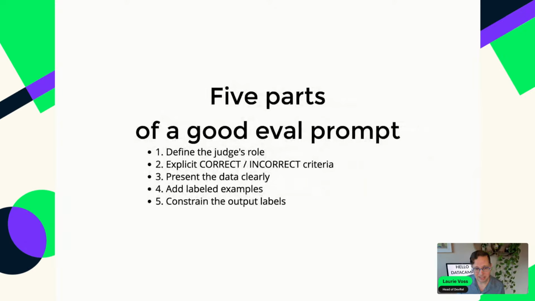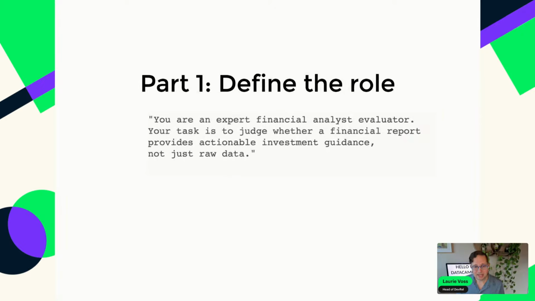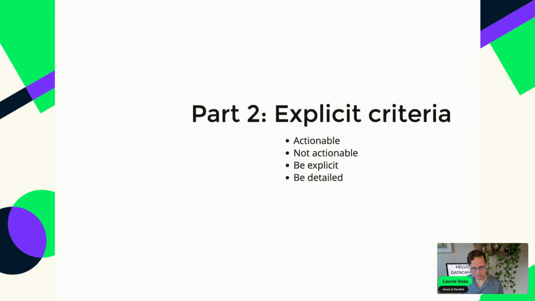Every eval prompt that I've seen that works well has these 5 parts. So let's go through them one at a time. Building a custom actionability eval for our financial agent. Part 1 is defining the judge's role. You give the judge domain context and tell it what kind of output it's evaluating and what that output is supposed to accomplish. The expert evaluator framing here doesn't really make much difference by itself. What matters is the domain context that follows. We're telling the judge this is a financial report, and what matters is whether it's actionable.